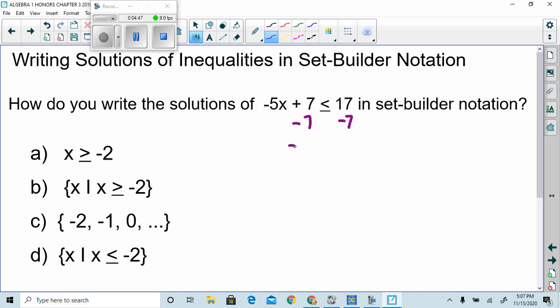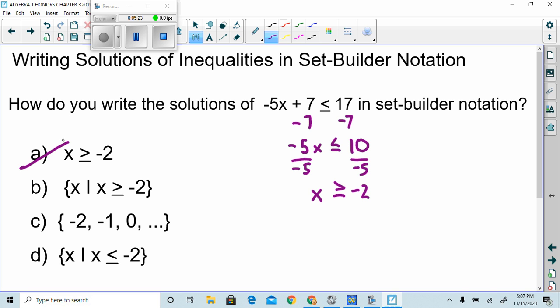That leaves me with negative 5x is less than or equal to 10. Let's divide by negative 5. And I get x is... now, before I go too fast, remember, I divided by a negative, so I reversed the direction of my inequality. And my solution, as I would have written it previously in this chapter, is x is greater than or equal to -2. Now, that's exactly what A looks like, and that's not set builder notation, so A is incorrect.